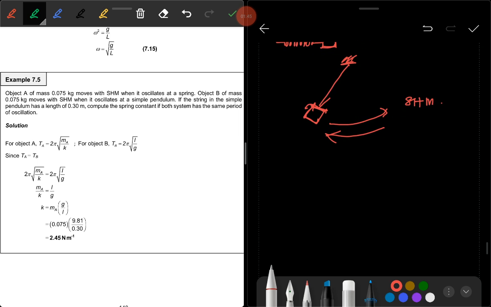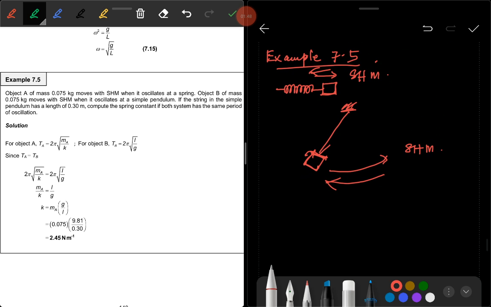So here, the period of oscillation for situation A, this is A, this is B. So the periods of oscillation of A and B are the same. The question asks, compute the spring constant, K. What is K?